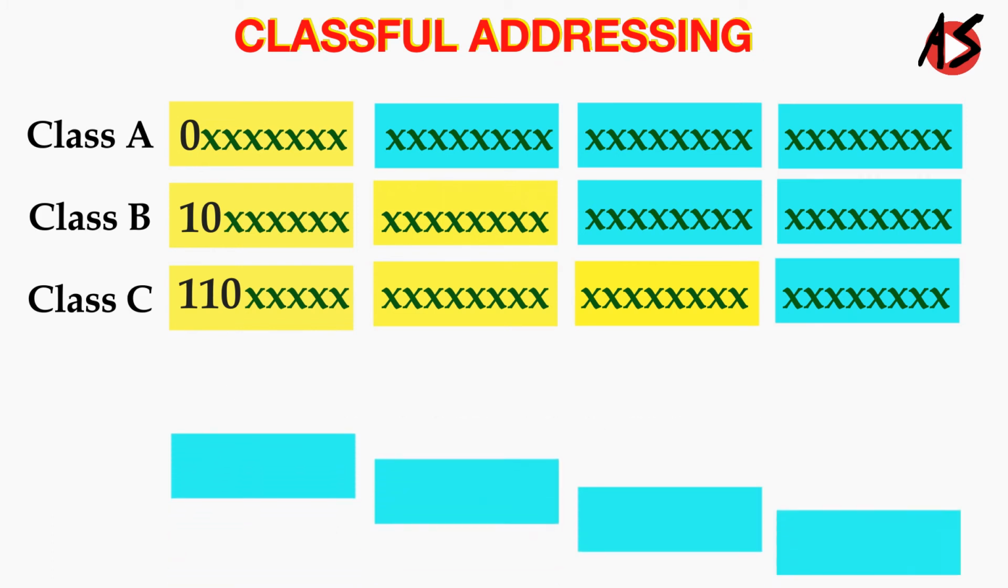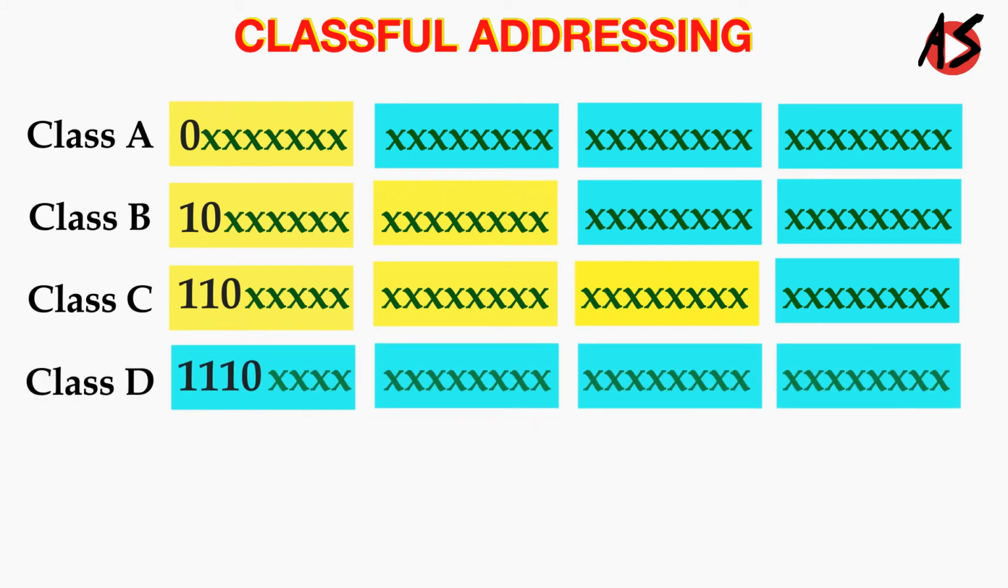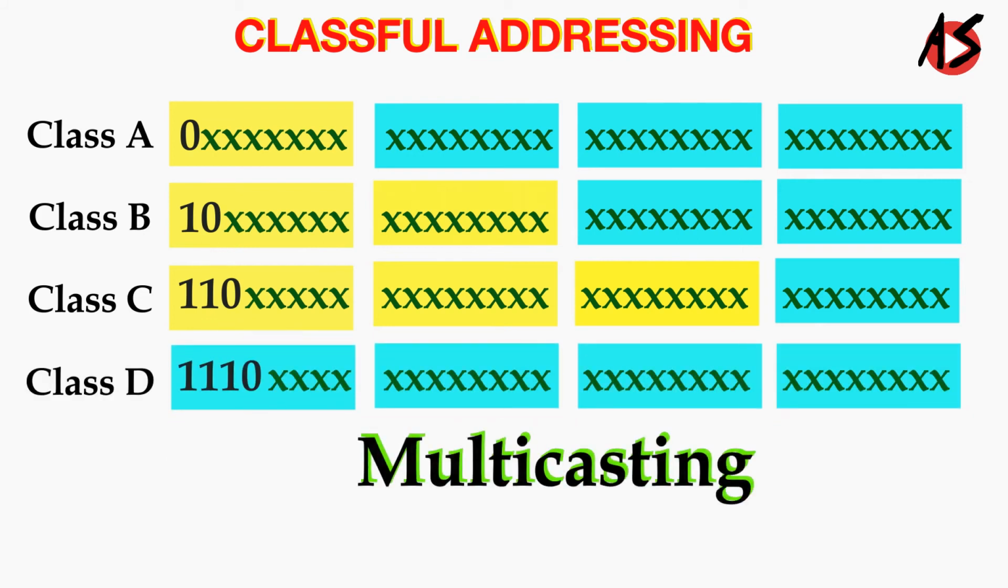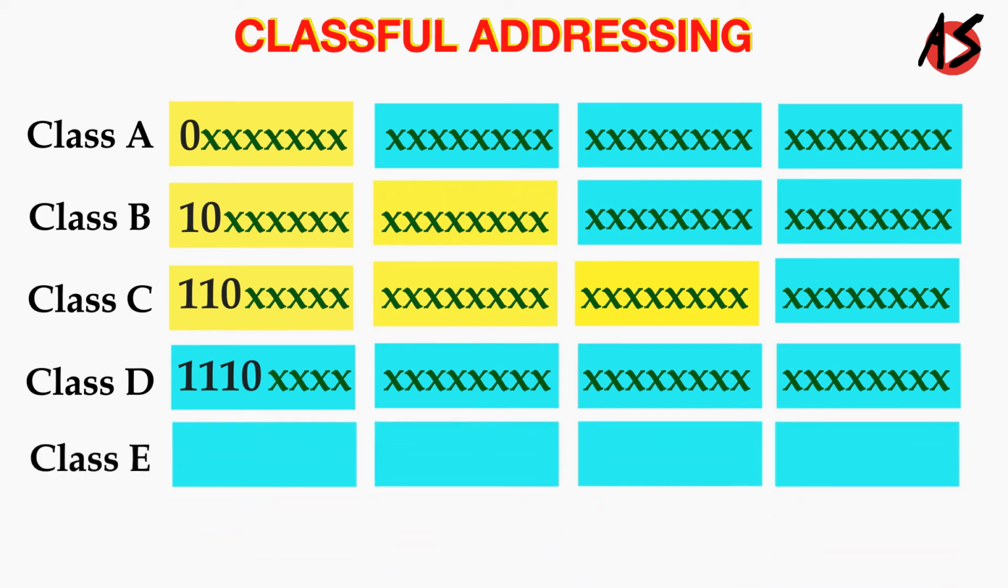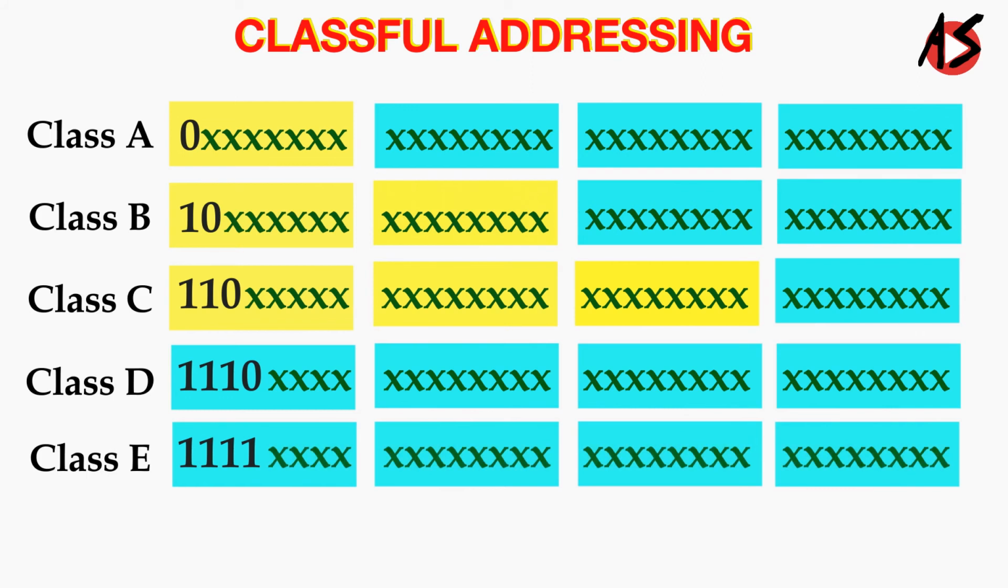There is just one block of class D addresses. It is designed for multicasting. There is just one block of class E addresses. It was designed for use as reserved addresses.